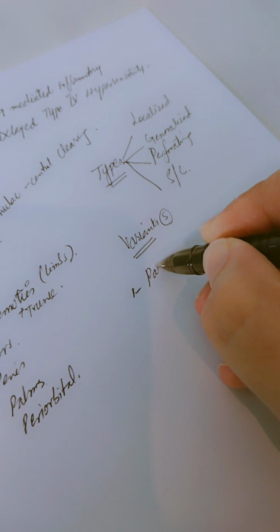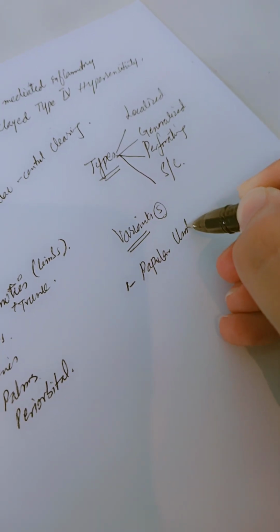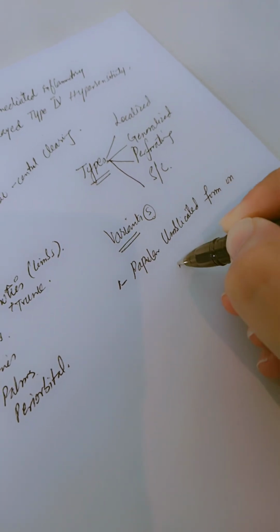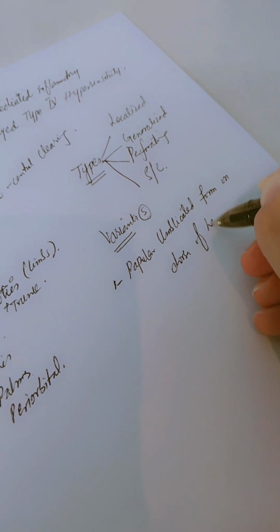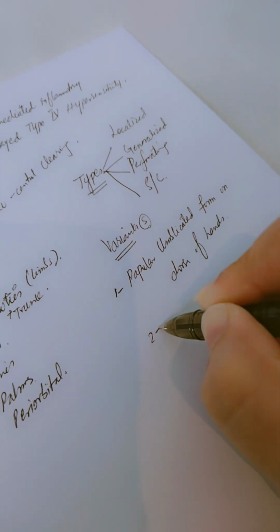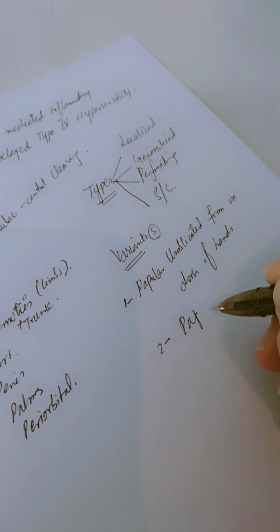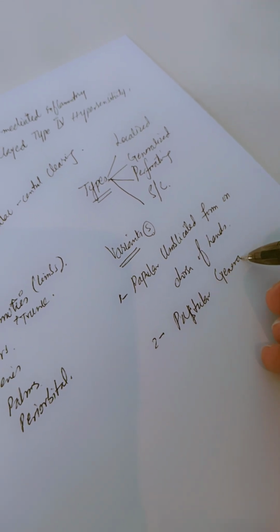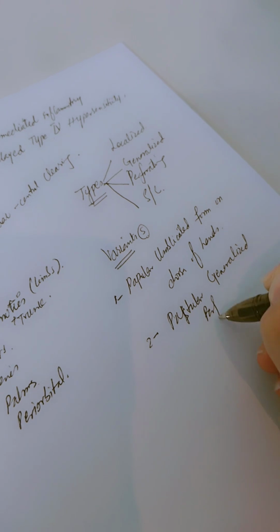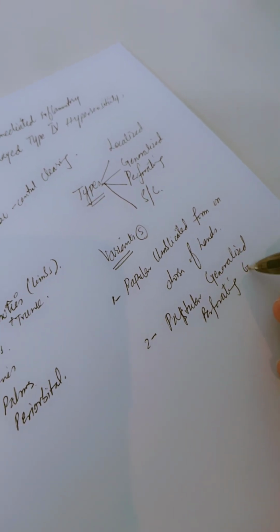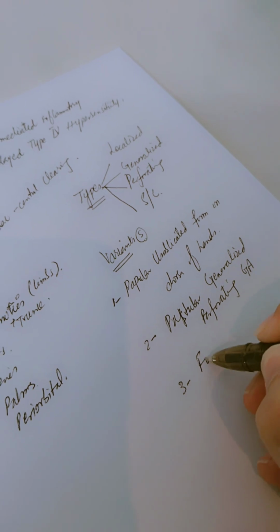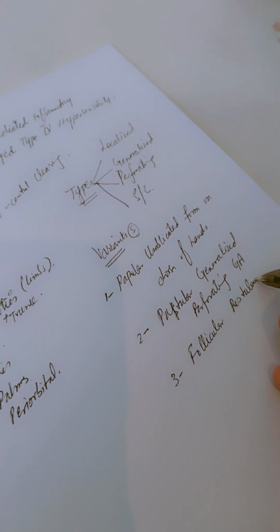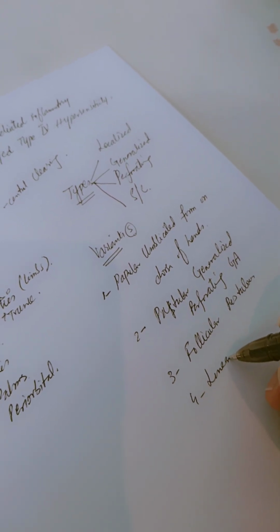First is the papular umbilicated form on the dorsum of hands. Second one is the pustular, generalized, perforating granuloma annulare. Third is the follicular pustulous, then linear and patch.